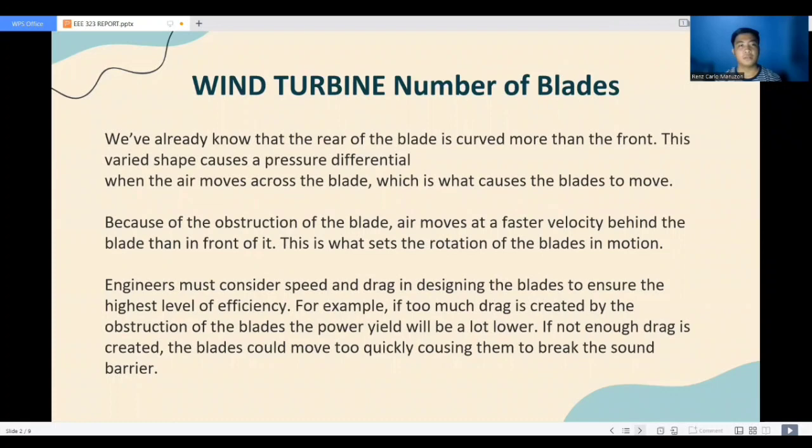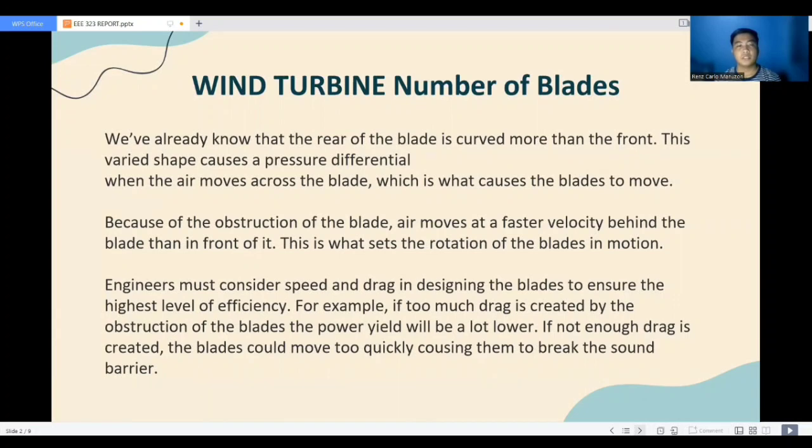We already know that the rear of the blade is curved more than the front. This varied shape causes a pressure differential when the air moves across the blade, which is what causes the blades to move. Because of the obstruction of the blade, air moves at a faster velocity behind the blade than in front of it. This is what sets the rotation of the blades in motion.